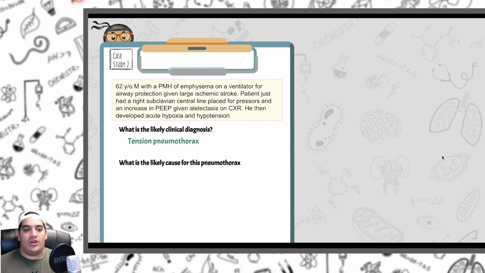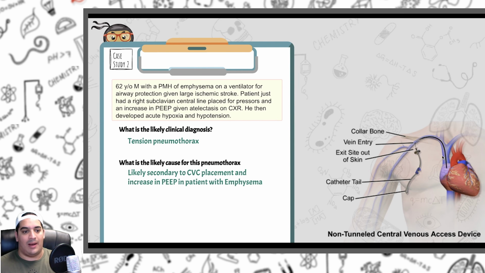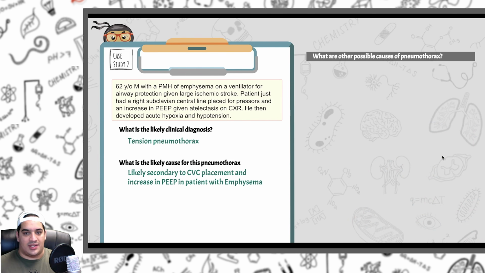But what do you think caused it? I think it was probably the right subclavian central line, but it also could be due to the fact that whenever you try to increase PEEP, you increase airway pressures, and sometimes that's enough to pop open one of those alveoli. So that's likely the potential cause there.